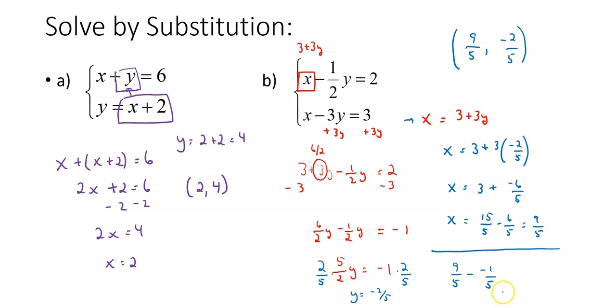So x, which is 9 fifths, minus half of negative 2 fifths, which is negative 1 fifth. 9 fifths minus a negative 1 fifth. 9 minus a negative 1 is 9 plus 1, which is 10. And sure enough, 10 fifths is 2. So as goofy as this answer looks, that is the correct answer to the problem.